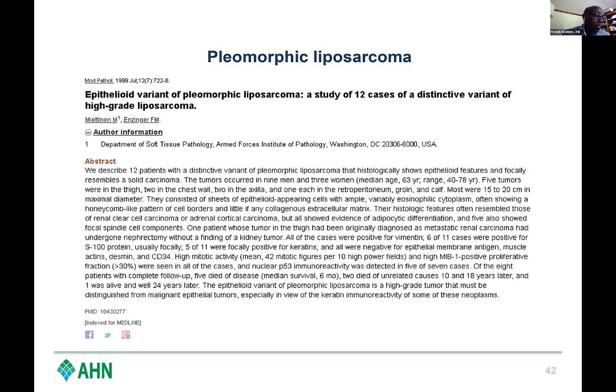Usually, the non-lipogenic component may cover a wide morphologic spectrum, including fascicular forms and myxoid forms, all different kinds of histologic patterns. One pattern or multiple patterns can be seen in the tumor. In some cases, an epithelioid variant can also be seen. This epithelioid variant can be tricky because according to this study, 5 out of 11 cases were focally positive for keratin. And this can cause some trouble, especially if the patient has a history of renal cancer or adrenocortical cancer.